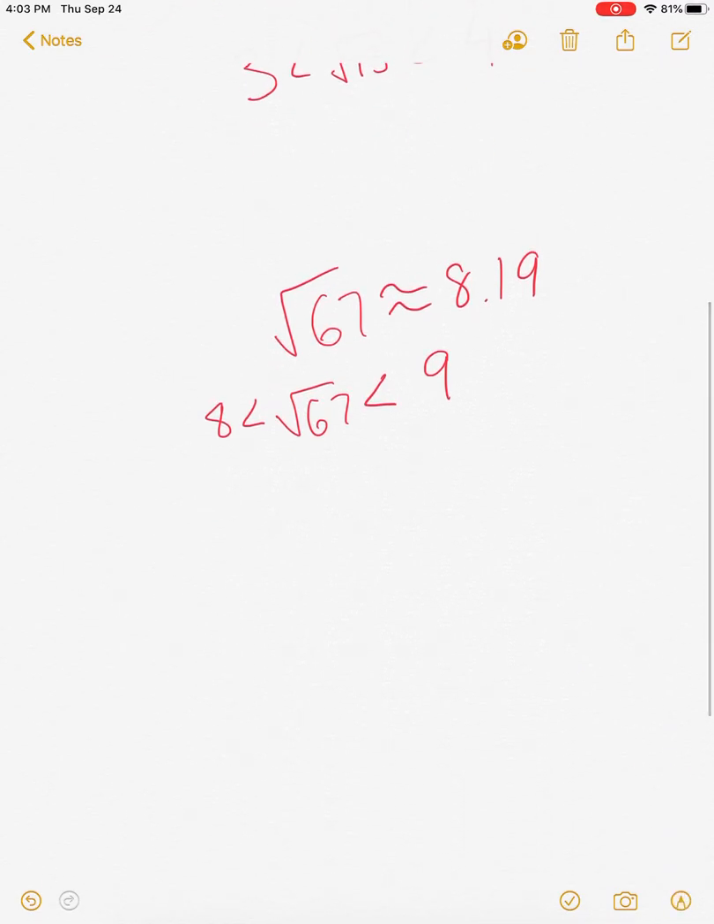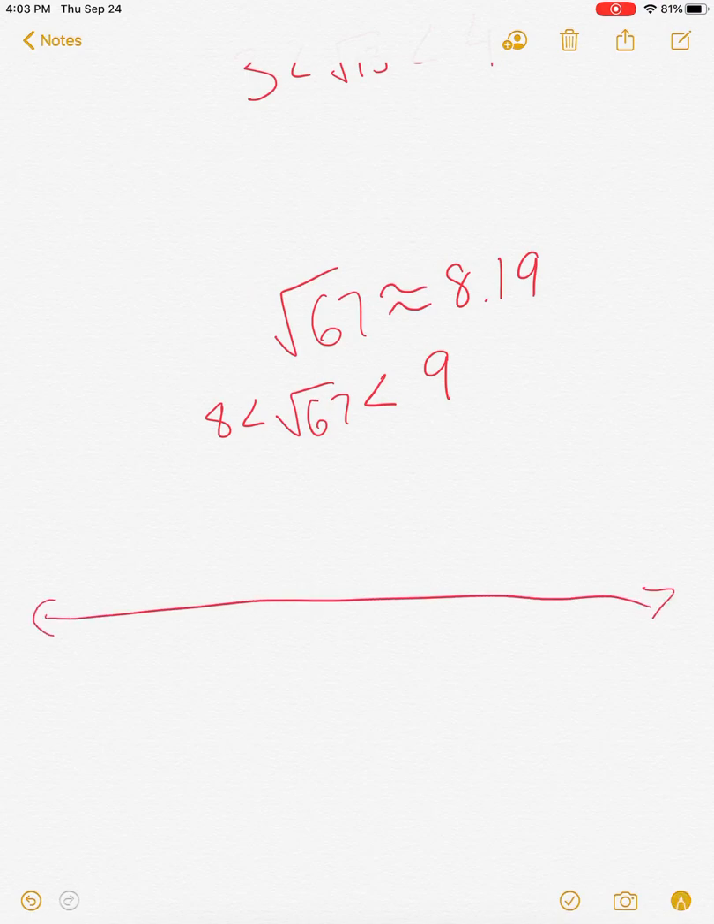And I could do the same thing with my number line. I could go square root 67. Then as I go bigger, I would go square root 68, square root 69, square root 70, 71, 72, 73, all the way until I got to square root 81, because that would be my next perfect square, and it's 9.